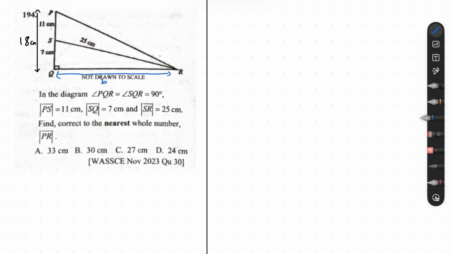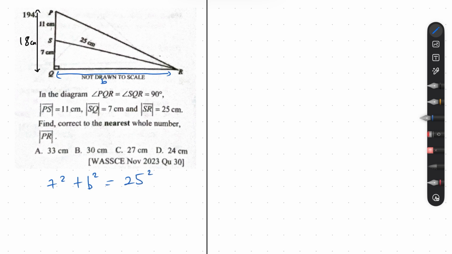Now, how do you find the base? We know that this triangle right here is a right angle triangle because of this angle. So if that is the case, then we can use Pythagoras theorem, which says the height squared plus the base squared is equal to the hypotenuse squared. Now our height is 7, our base is B, and the hypotenuse is 25. So let's write down that equation. We have 7 squared plus B squared to give us 25 squared.